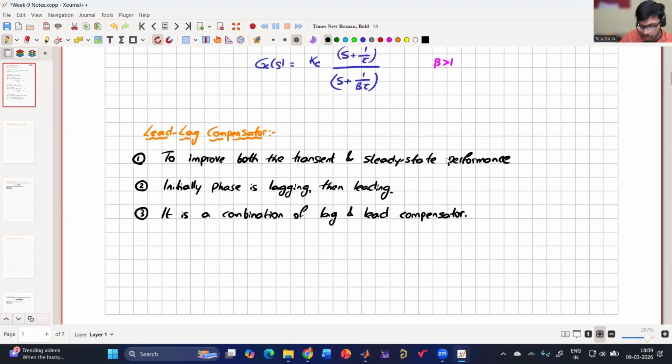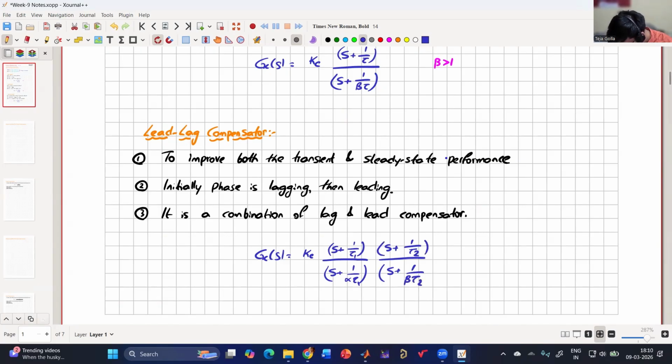Okay, so coming to GC of s, it's Kc into (s plus 1 by tau 1)(s plus 1 by alpha tau 1) over s (we have two taus) (s plus 1 by tau 2)(s plus 1 by beta tau 2), where alpha is less than 1 and beta is greater than 1. So this is how things are. And this is a quick summary about lead as well as lag compensator.